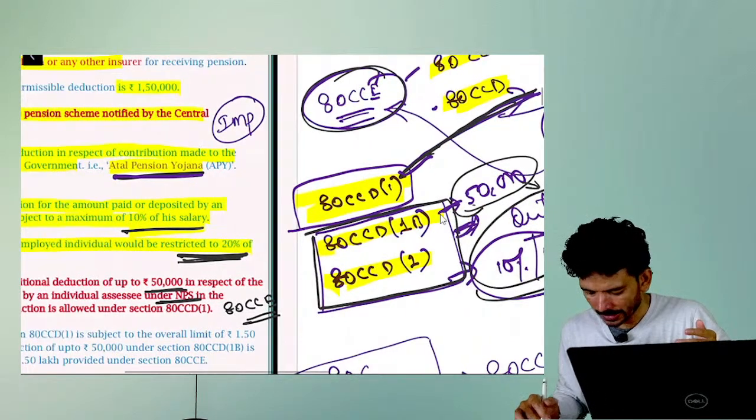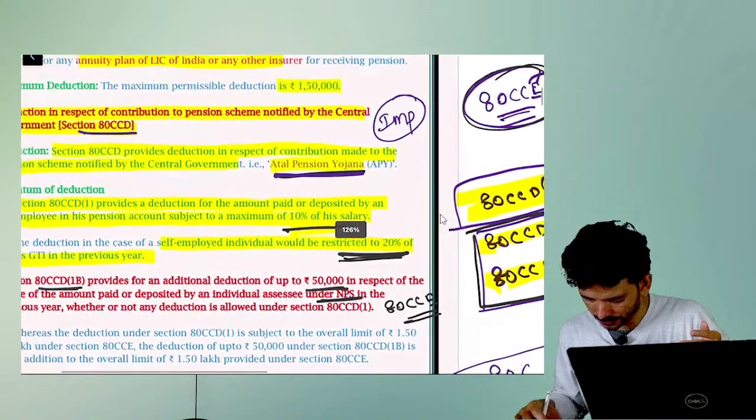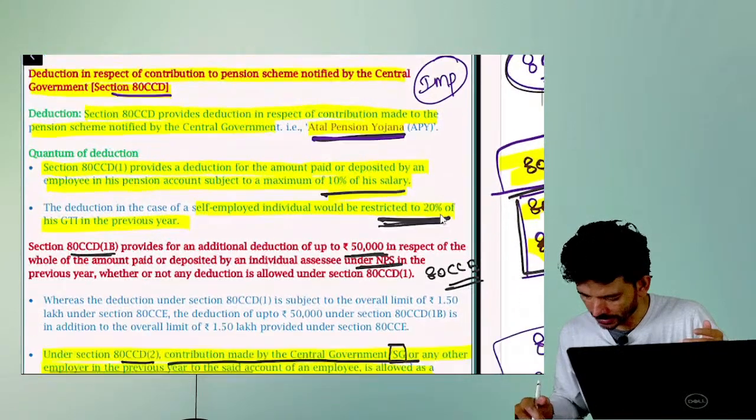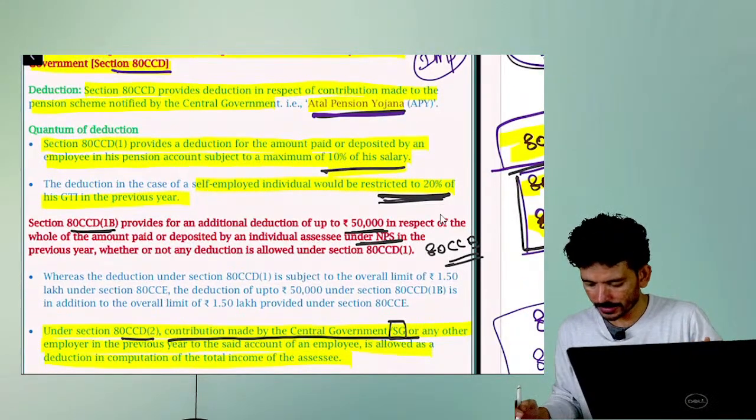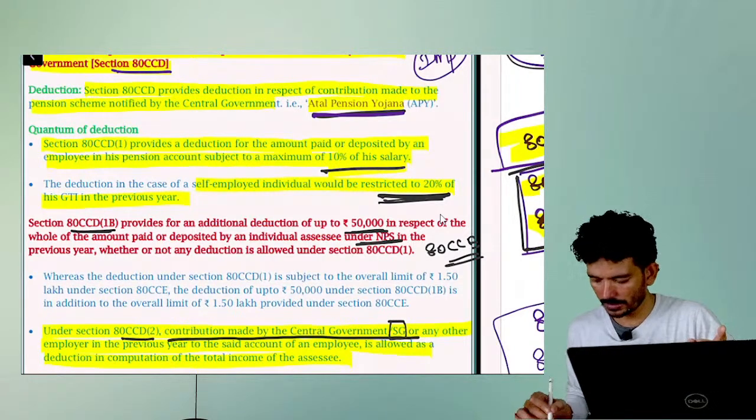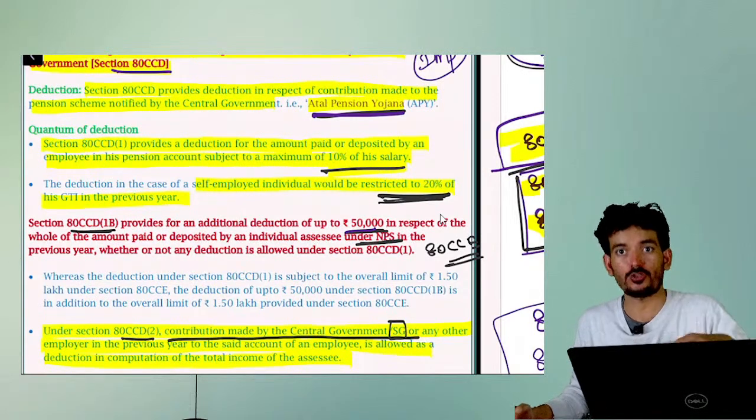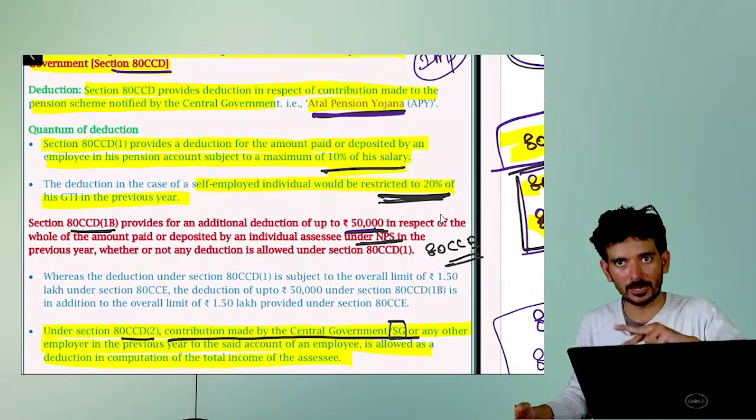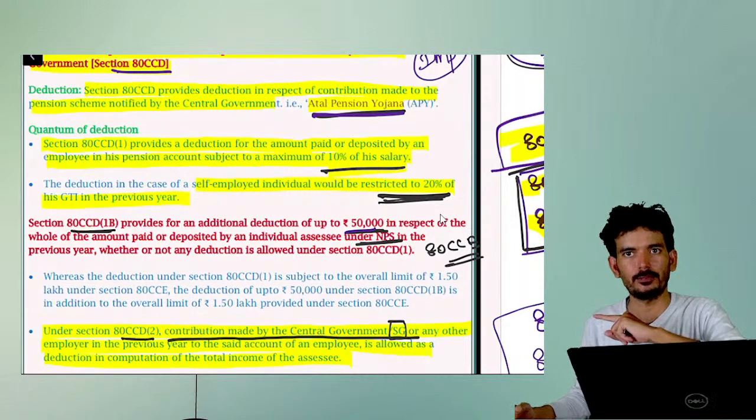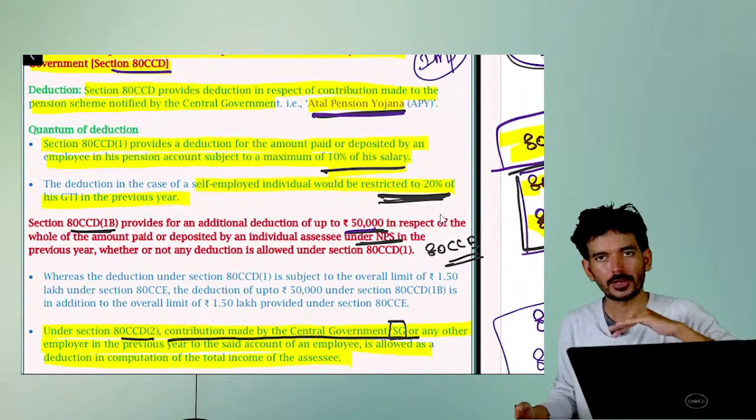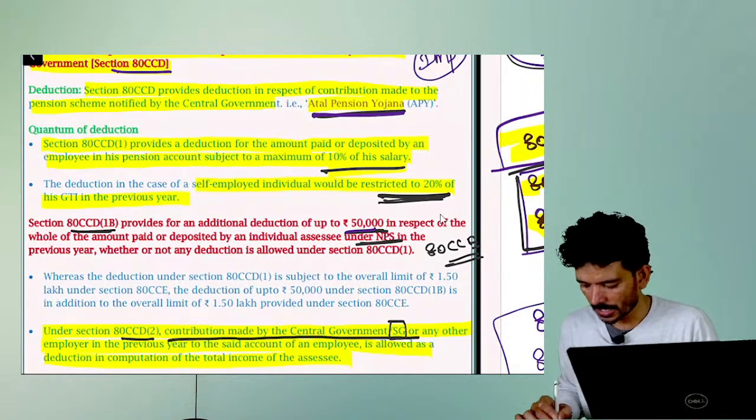80CCD(1B): this is again an additional 50,000, if that amount is not sufficient and you are contributing more. So that is 80CCD(1B), and this is outside the 1.5 lakh limit. The threshold limit is there, no? That 1.5 lakh limit, this is outside.